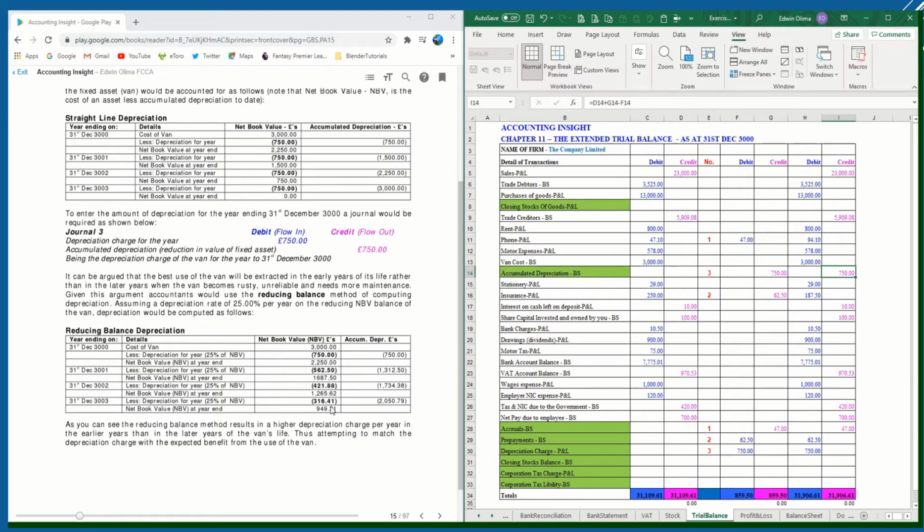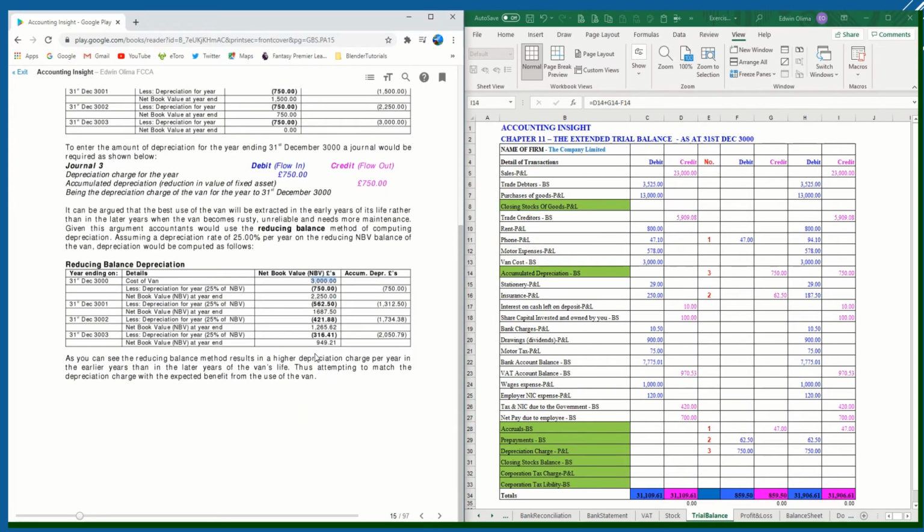The reason for using this method as opposed to the straight line method is accountants reason that in the first years of the van, because it's new, you'll have less costs of repair, and you obviously get more benefits because of that. So the allocation of the cost should match the benefits you're getting. So it should be higher in the first years, and in the later years, the van will be older, you spend more on repairs, and therefore the benefit of the van will be less, and therefore you should allocate less of the cost to the later years. So that's the reducing balance. In our example, we're using the straight line method.